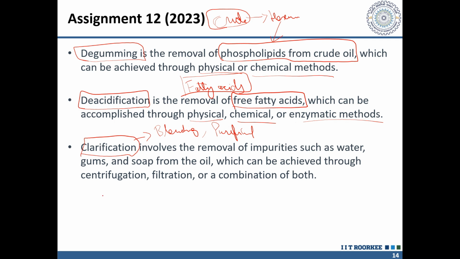And at last there is one more method which was not in the option, and that was deodorization. And the deodorization method is done to remove any type of foul smell. So in the options of this question, there were only three options: degumming, deacidification, and clarification. However, a fourth option is also there, that is deodorization. That is to remove the foul smell which is present in the oil.